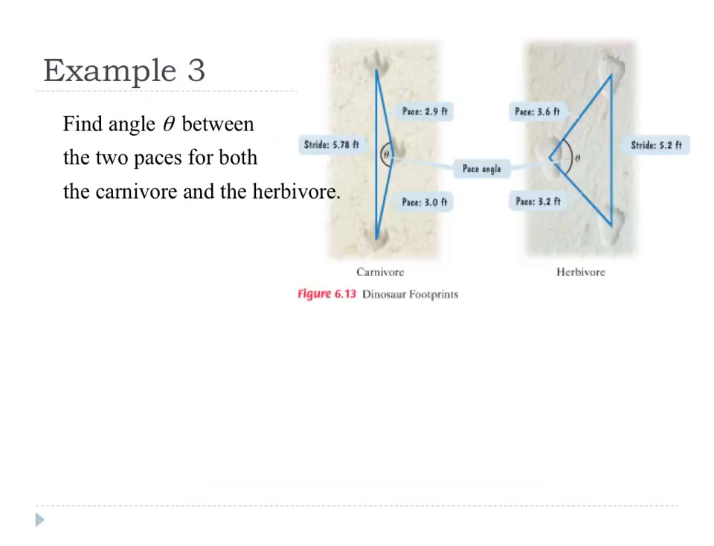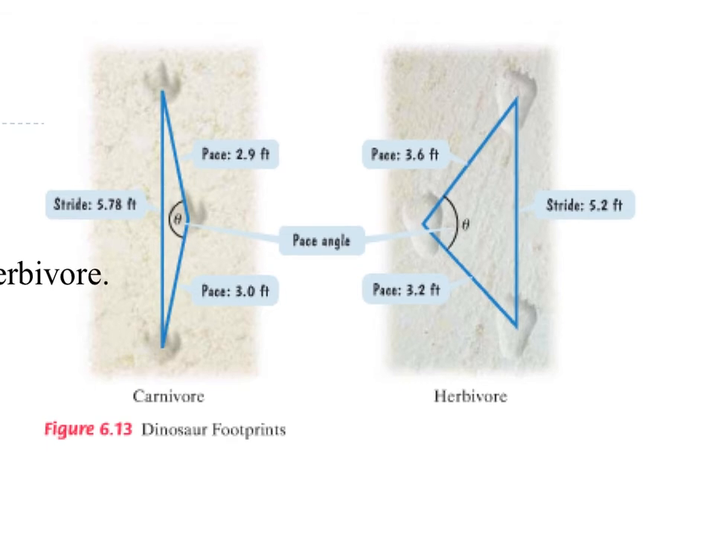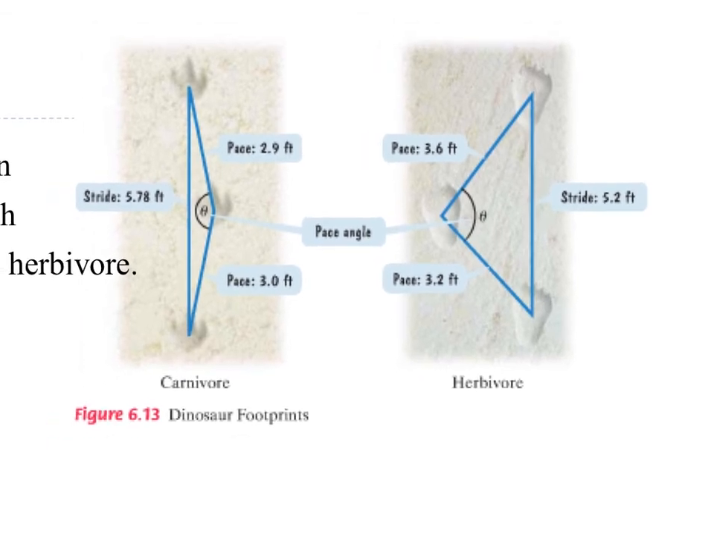Okay, so this is like a baby step in between a word problem and an actual word problem, right? It says find theta between the two paces for both the carnivore and the herbivore. So you've got two different triangles here, and in both triangles you're trying to find theta. So go ahead and find it. Two different triangles, two different thetas. You could call this A, B, C if you want, and D, E, F. Doesn't matter what you call them as long as you make sure you plug in the right parts.